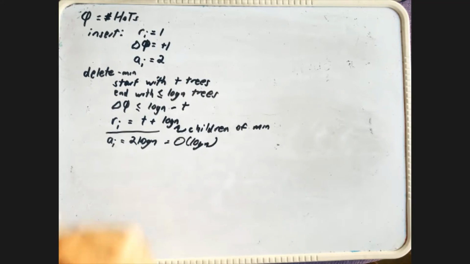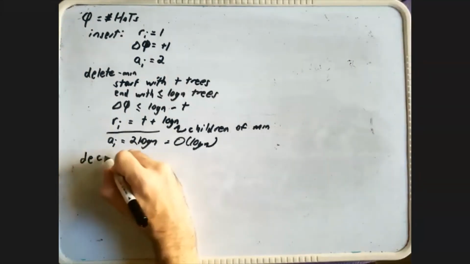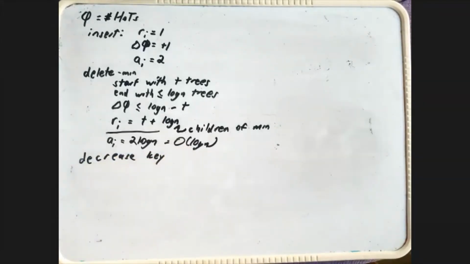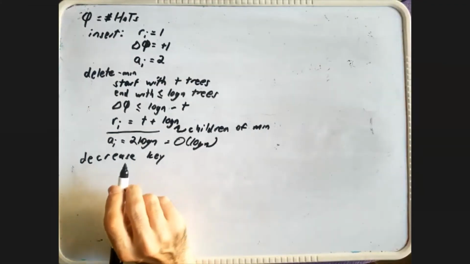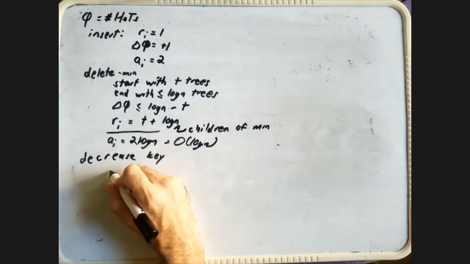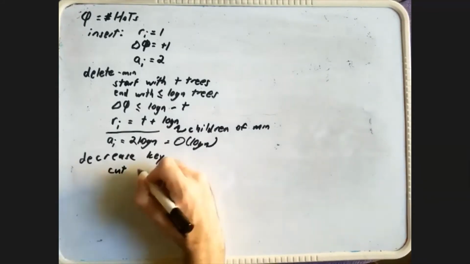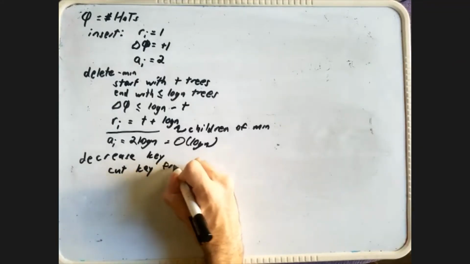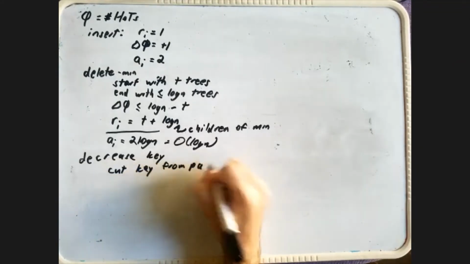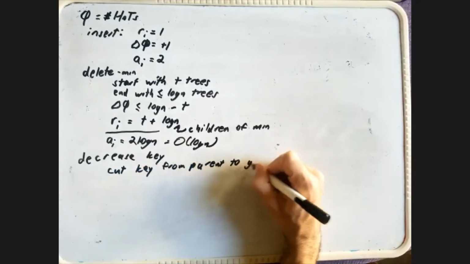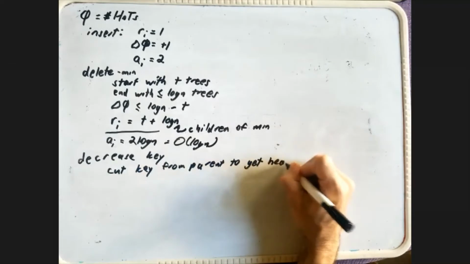Okay. So where we got stuck at the end of last lecture was decrease key. The obvious thing to do with a decrease key is to maintain the heap invariant, right? So we would cut the key from its parent to get our heap invariant back.